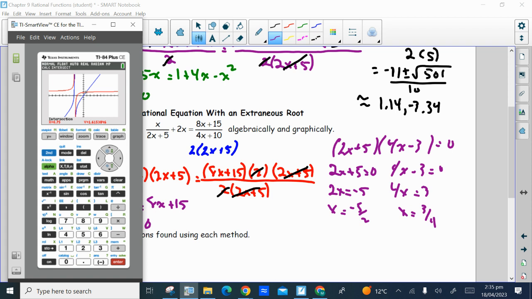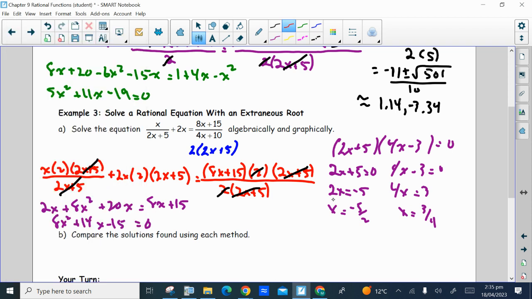So that means that negative 5 halves is an extraneous root. So you have to do something to show that. Ideally, to be safe, you could say x equals negative 5 halves is extraneous, and box the correct answer.